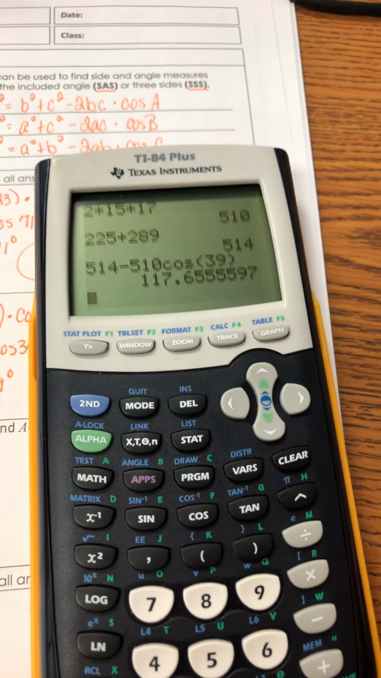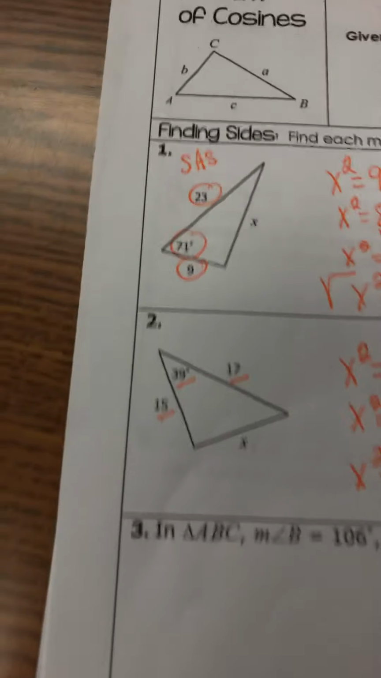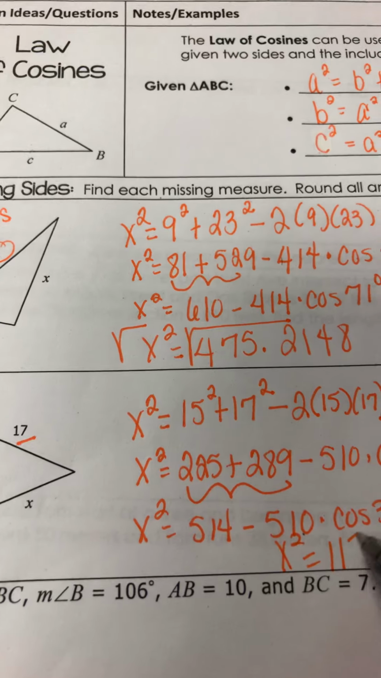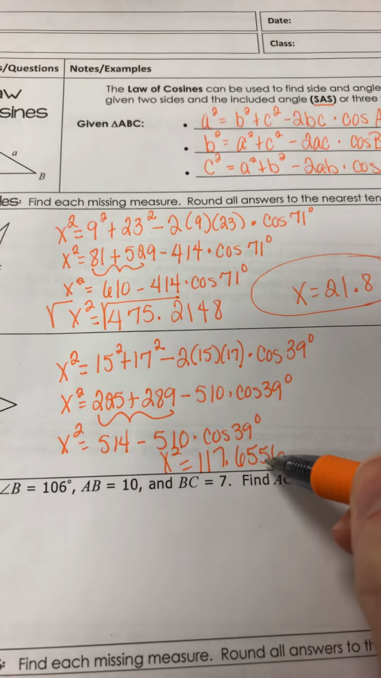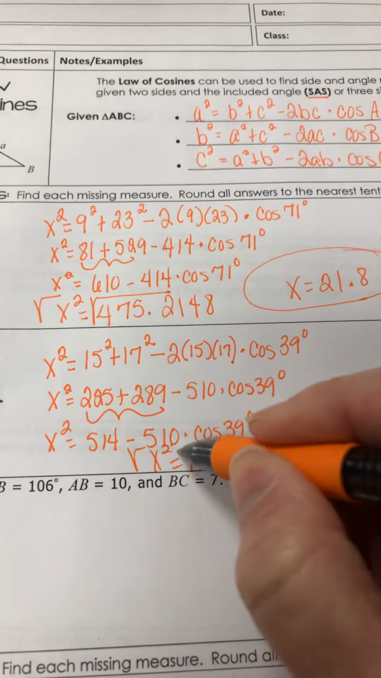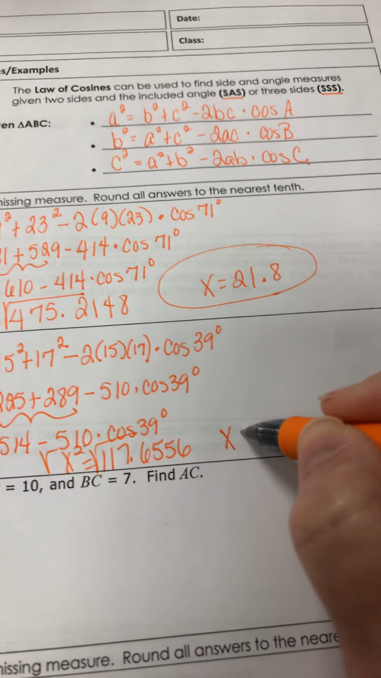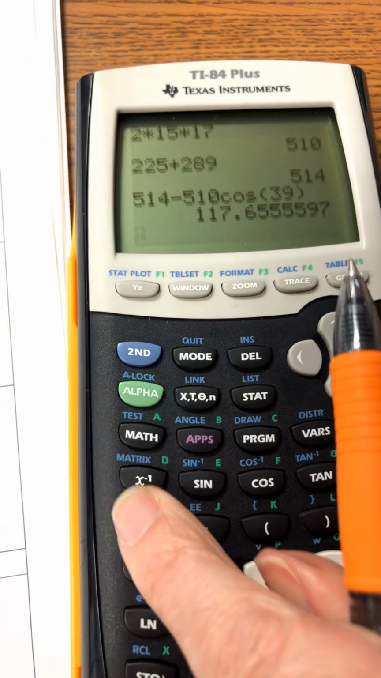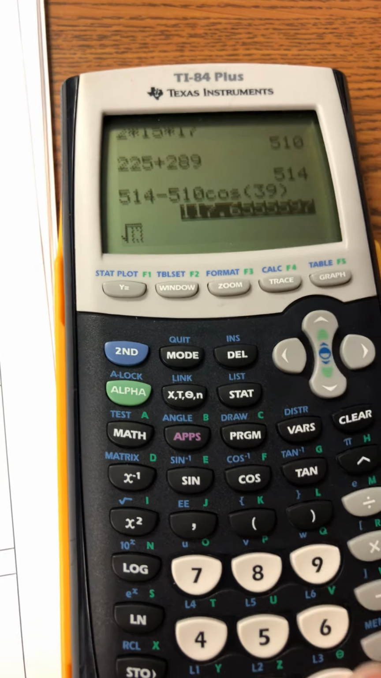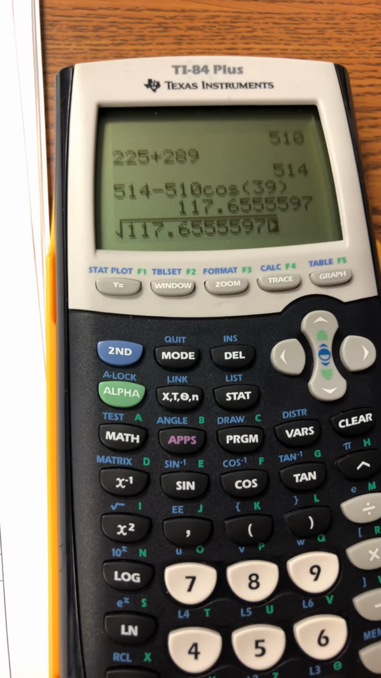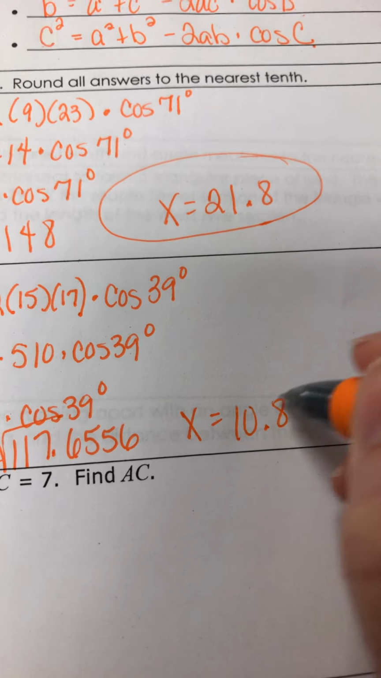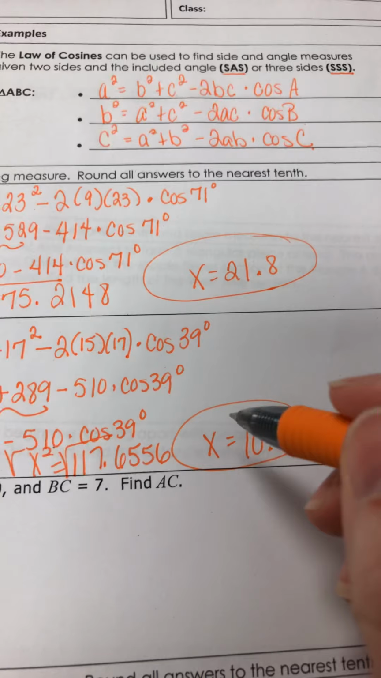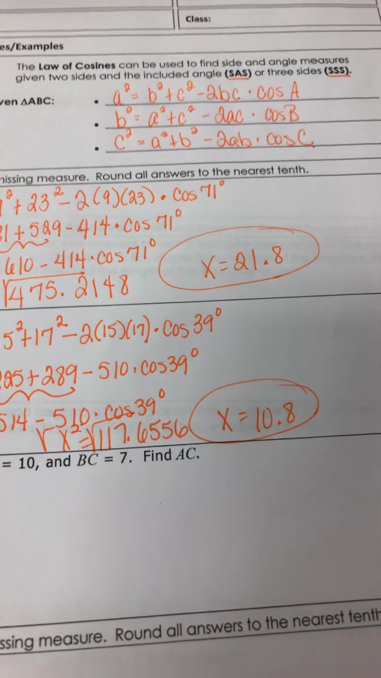Okay, so 117.6556. I went out 4 decimal places, and then I'm going to take the square root to get x. So once again, I'm going to do second square root, then go up here, highlight that and hit enter, so the whole thing goes under my radical. That's going to give me 10.8. So my side length is 10.8. And on none of these did I put my squiggly line, even though I did round.